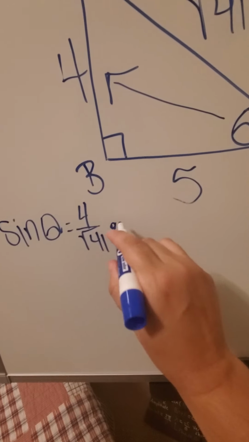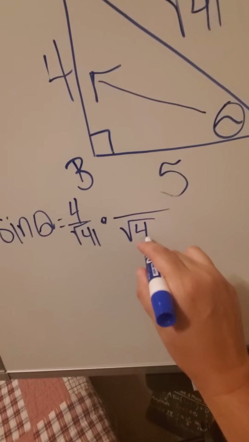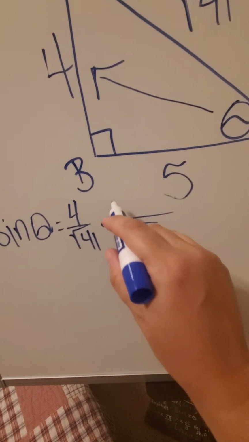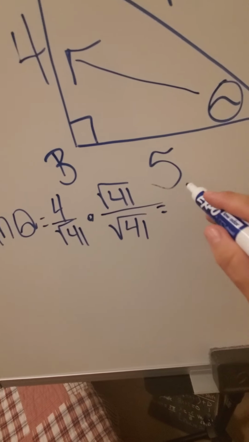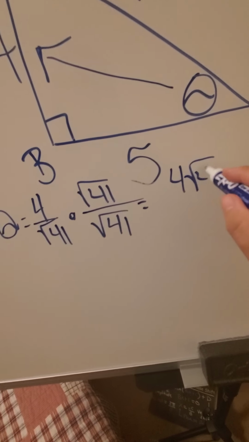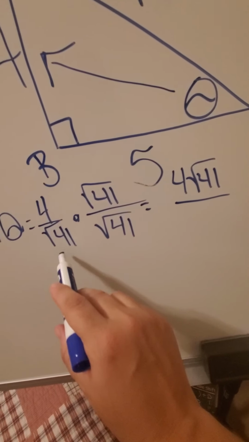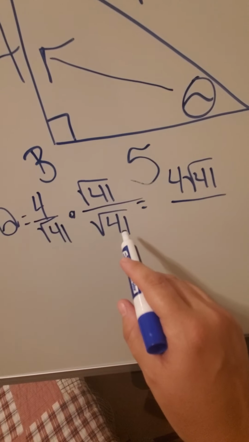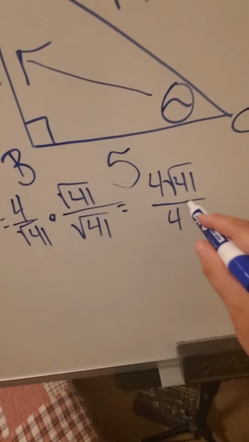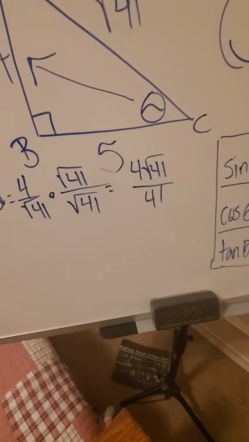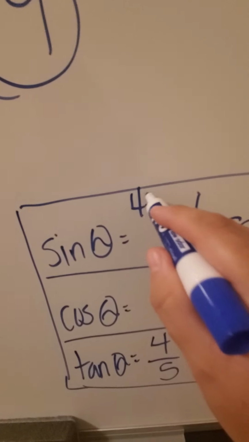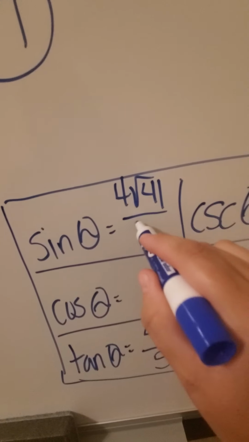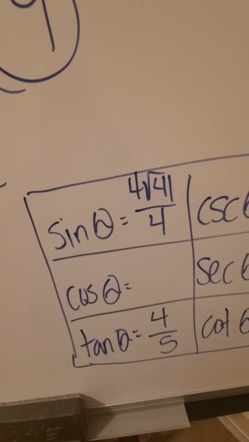So I'm going to have to multiply by whatever's on the bottom, square root of 41. But if I do it on the bottom, I have to do it on top. So then I multiply across. That'd be 4 square roots of 41 over, if I multiply those and then take the square root, I'm just going to get 41, okay? So my sine would then be 4 square roots of 41 over 41, okay?